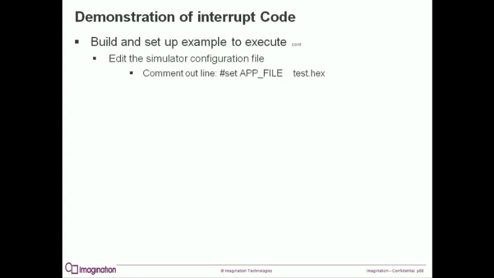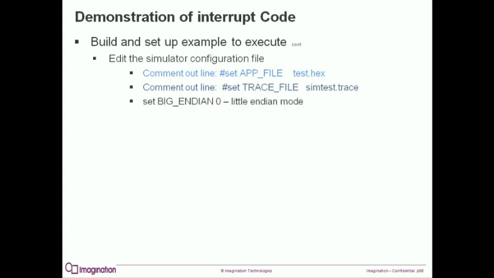Comment out the set app file line because the name of the application is supplied by Navigator ICS. Comment out the set trace file line because we won't need a trace file for this example. Set big endian to 0 because this example has been compiled for little endian.